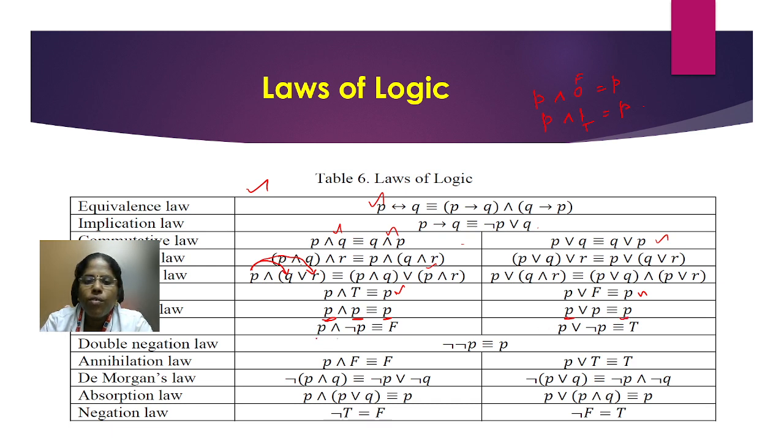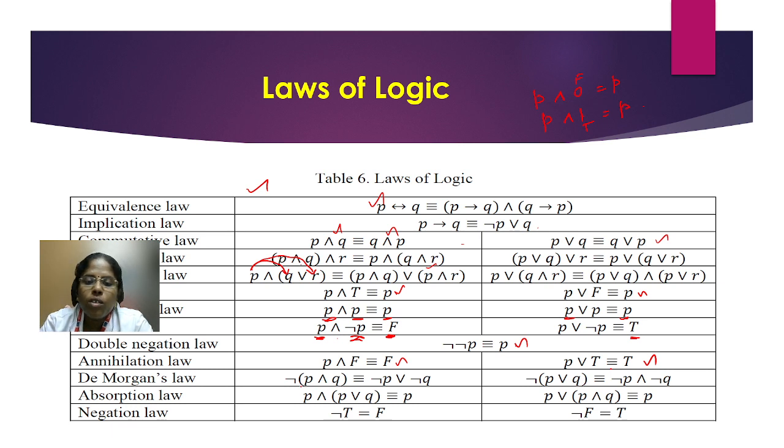Inverse law, if one is P and another one is negation, you will have F for and, and for or, you will have true. Double negation law, you will have the same thing. Annihilation law, if P is with F, you will have F. If P is with true, you will have true.